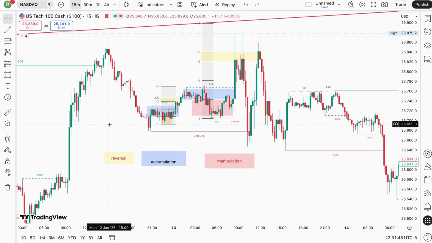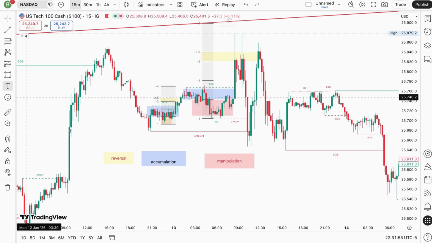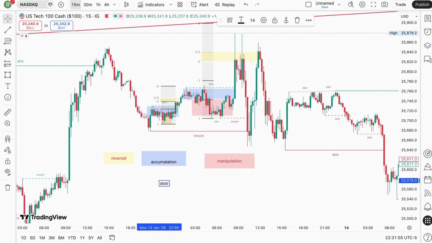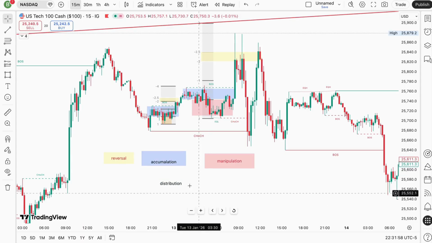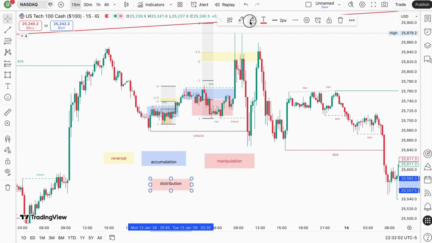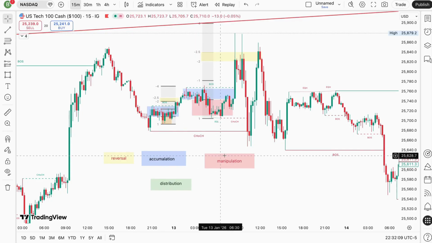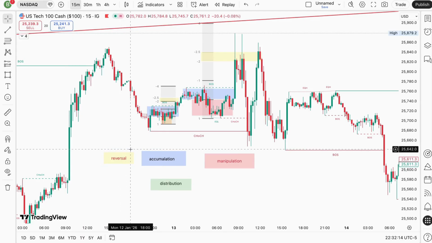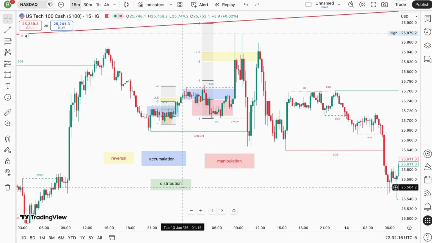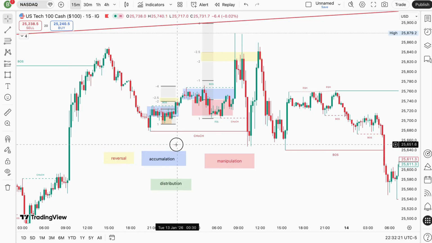Explaining how to trade using AMD, which is accumulation, manipulation, and distribution. For clarification, my accumulation, or range as I like to call it as well, will be my blue boxes. The manipulation will be the red boxes. The reversal, where price will tend to reverse, will be in the yellow boxes, and my distribution will be in these green boxes.